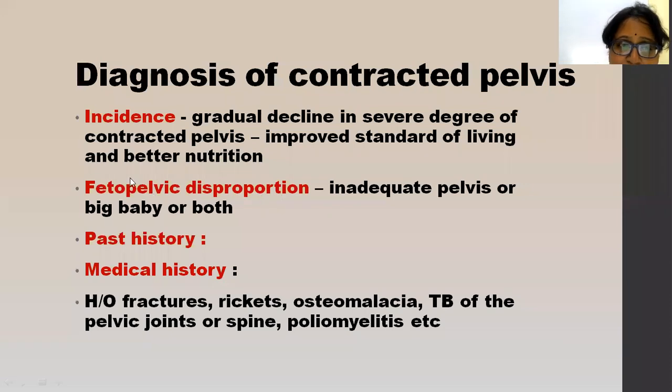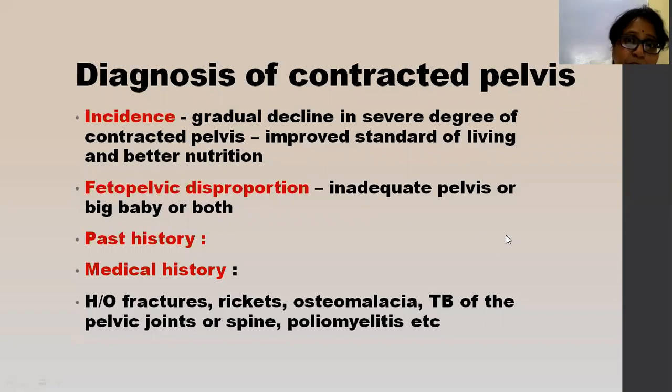Now there is a term called fetopelvic disproportion. Nowadays we call it fetopelvic disproportion because either the pelvis is inadequate or there is a big baby, or sometimes both of them. That is called fetopelvic disproportion. The pelvis may look adequate, but if the baby is big, then there is difficulty faced by the baby negotiating the pelvis. Or when the pelvis is contracted in two diameters also, there is difficulty. So there may be any single factor, or sometimes both factors might coexist. In such cases, we call it fetopelvic disproportion.